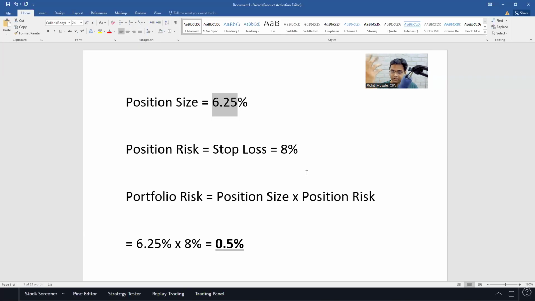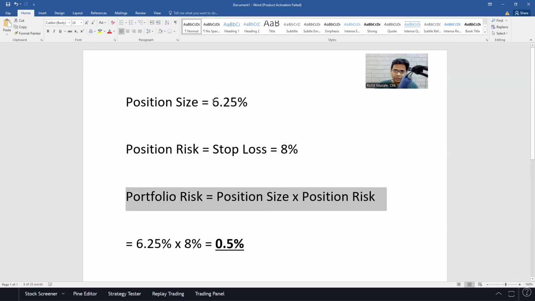You need to understand what I mean when I say position size. You need to understand what I mean when I say position risk or stop loss. You need to understand what I mean when I say portfolio risk. For me, it's the portfolio risk that matters. Now, this formula is a magical formula.